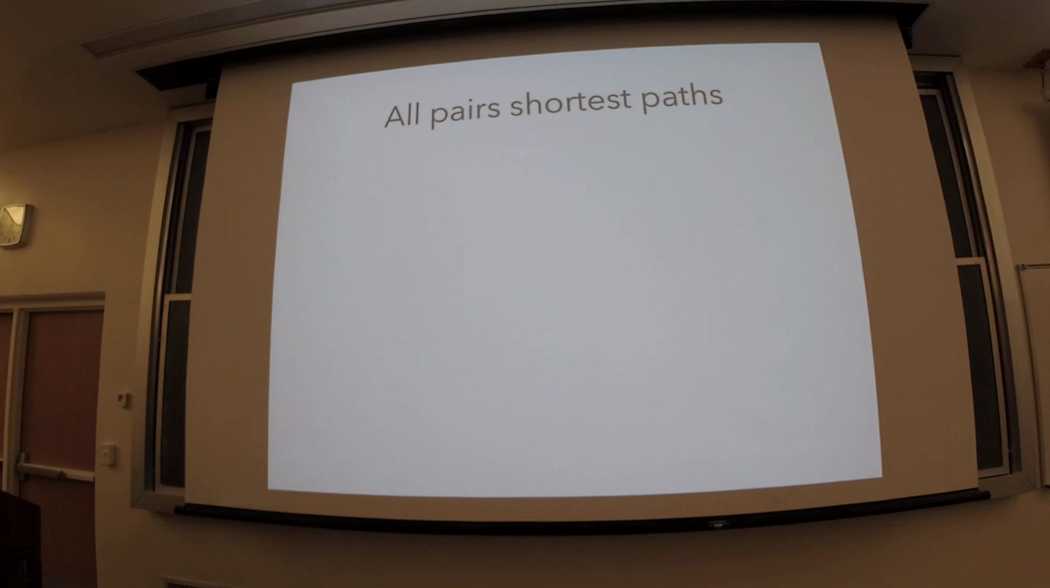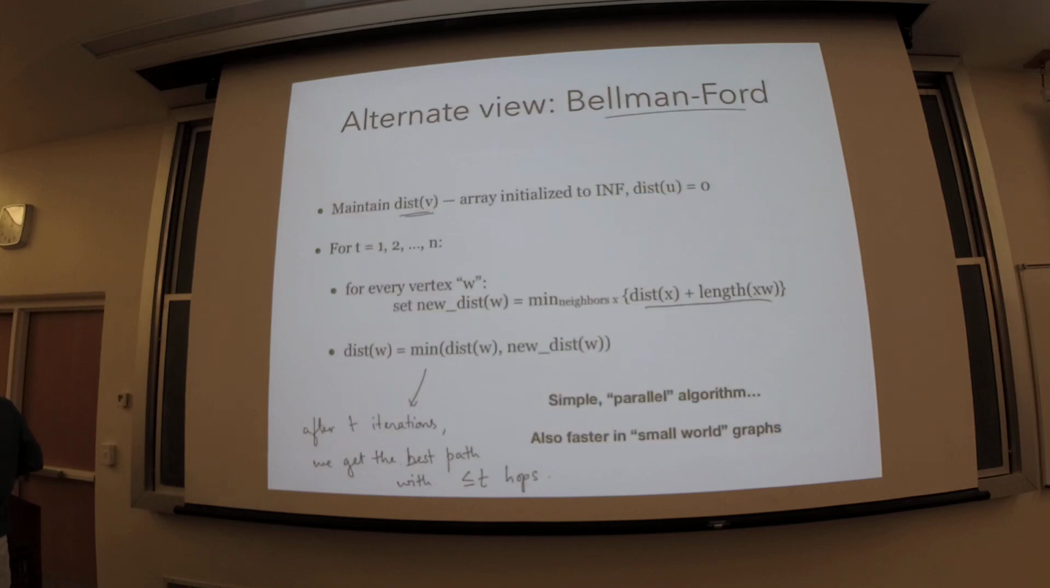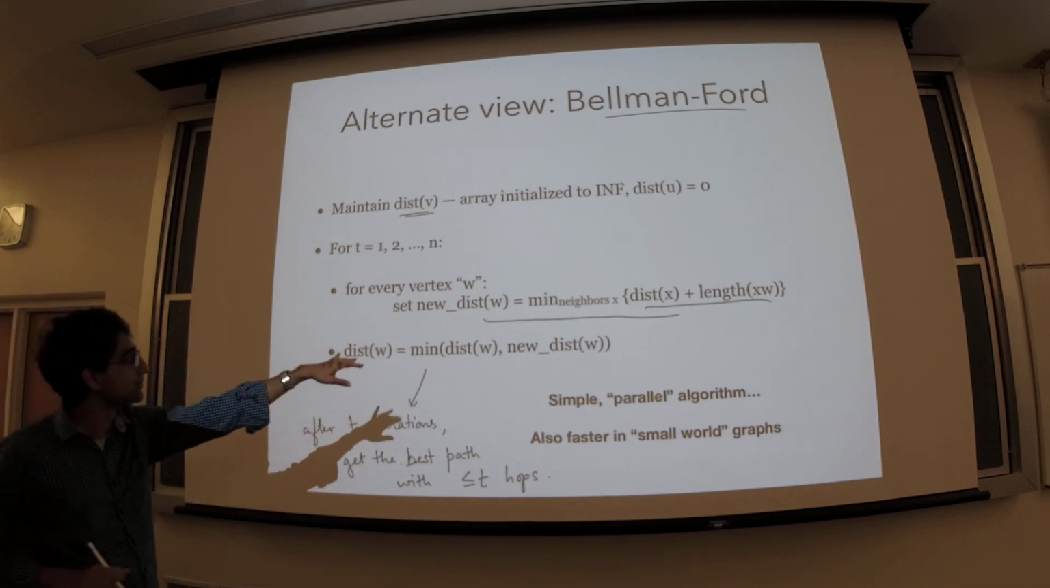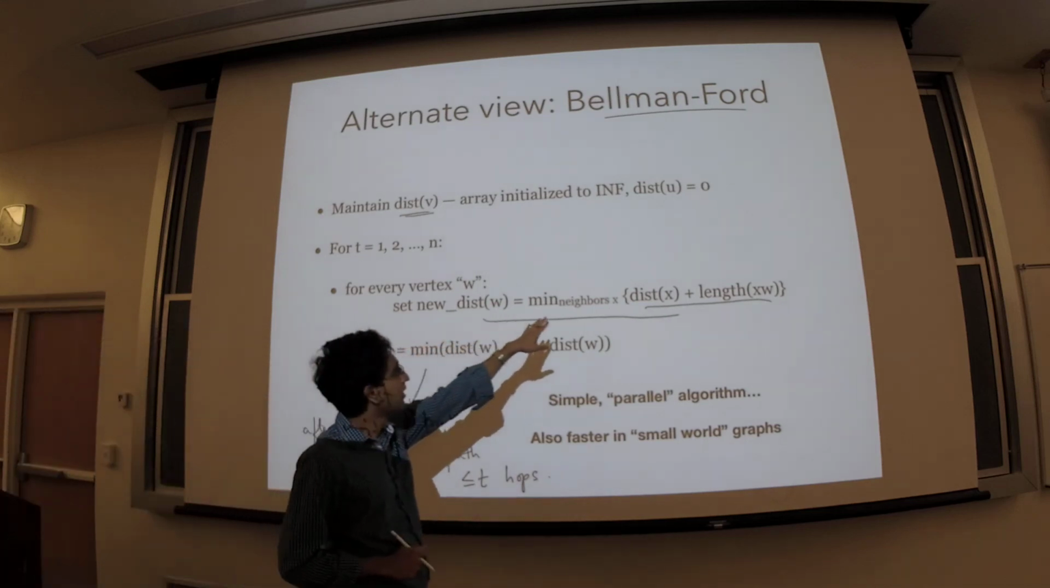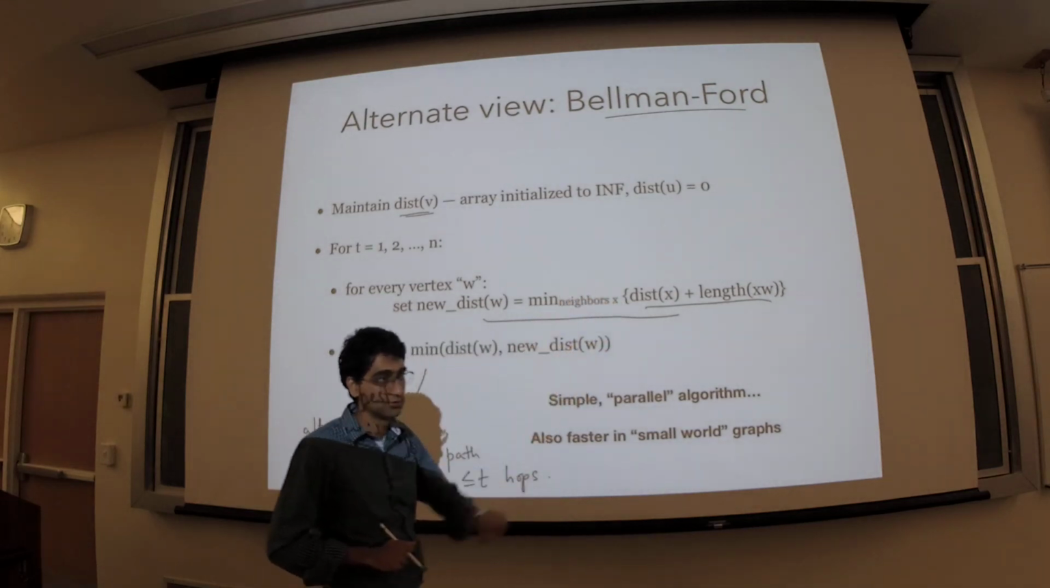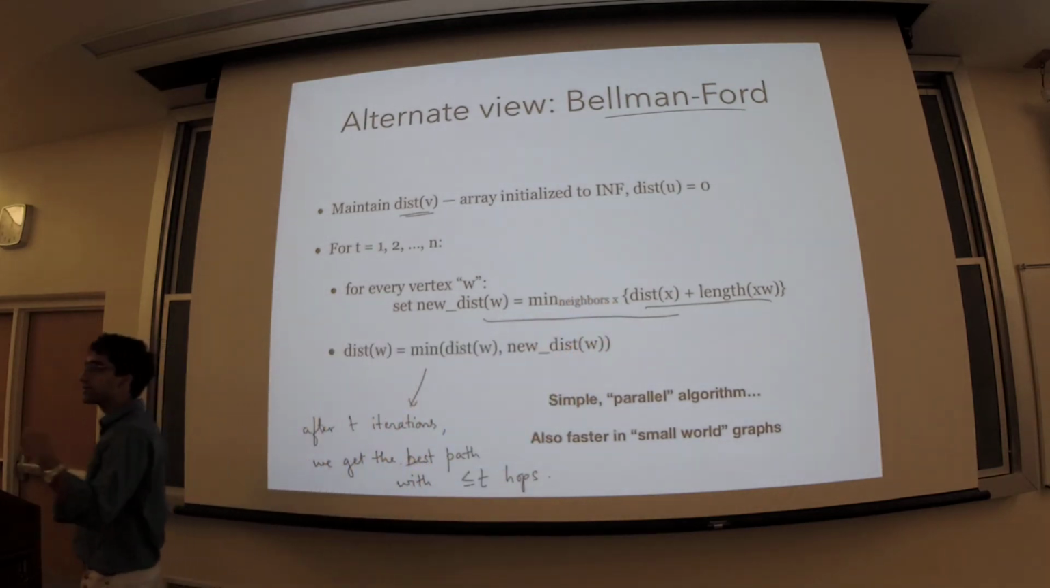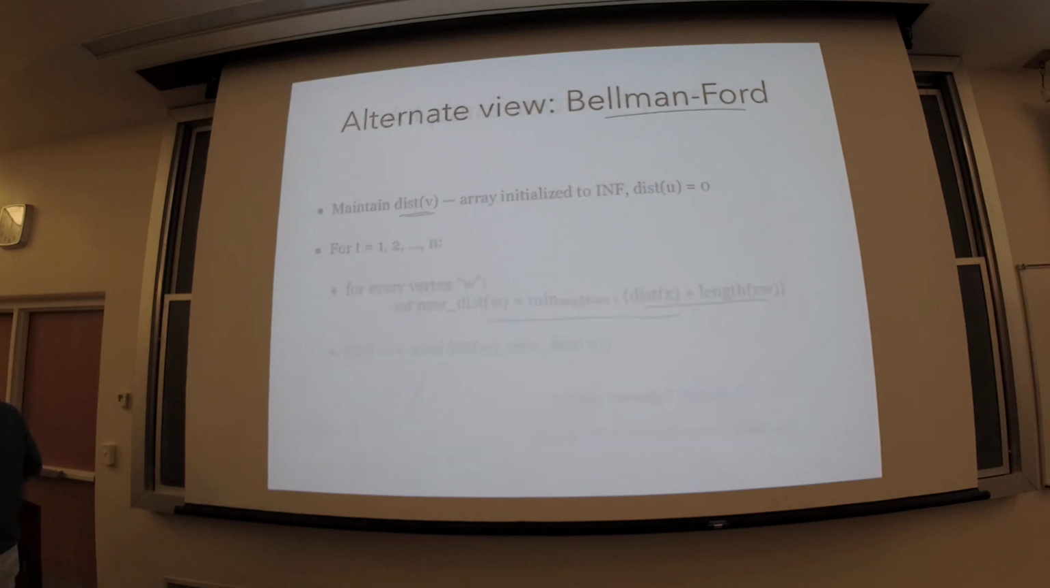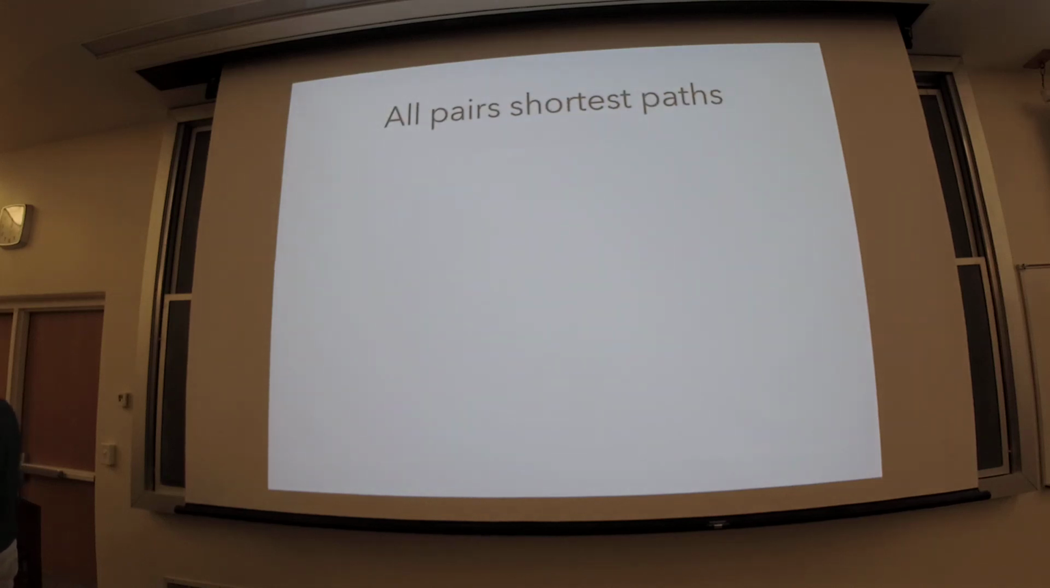I don't know if we'll have time for this, but I will just mention it briefly. One thing I would like you guys to look at is this alternate view of the Bellman-Ford algorithm, where you're just updating this system. This view also turns out to be interesting for a different problem called all pairs shortest path. So what is this problem?